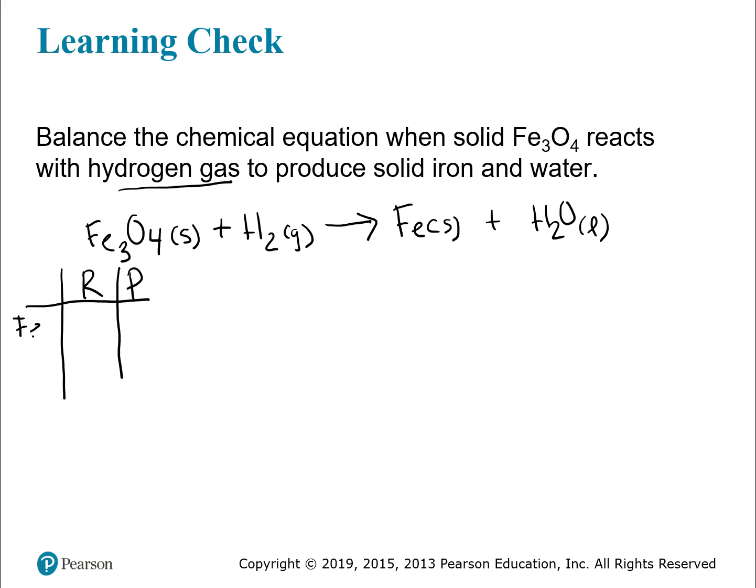First step is to take stock of how many of each element we have. We've got iron, oxygen, and hydrogen. 3 irons, 4 oxygens, and 2 hydrogens on the reactant side. 1 iron, 2 hydrogens, and 1 oxygen on the product side. So very clearly not balanced. We have lost some atoms along the way. We need to recover those bad boys.